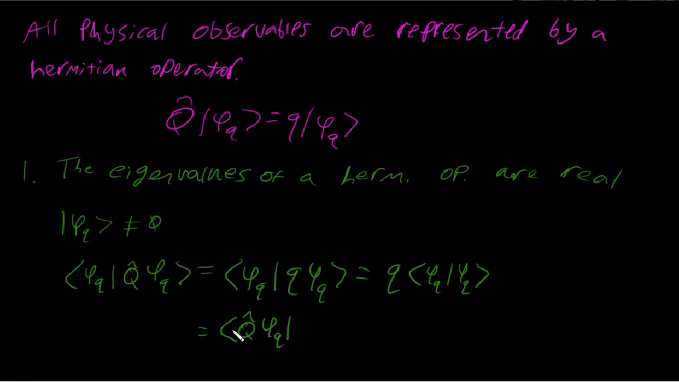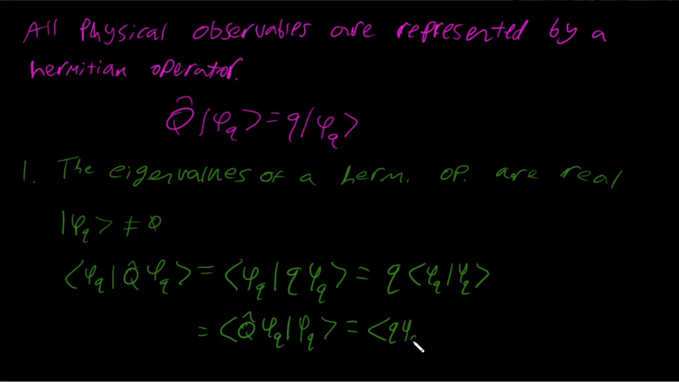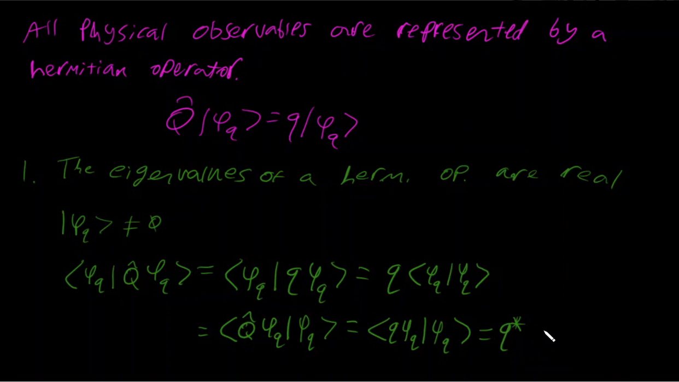Q hat, right? This is equal because it can hop the inner product. That's our definition of a Hermitian operator. Q hat acting on phi sub q, inner product with phi sub q, is q phi sub q inner product with phi sub q. And we can take this q outside of the inner product, but remember, when it's in this bra vector, we have to take its complex conjugate. That was covered a few videos ago. So this would be q star times phi sub q inner product with phi sub q, right?